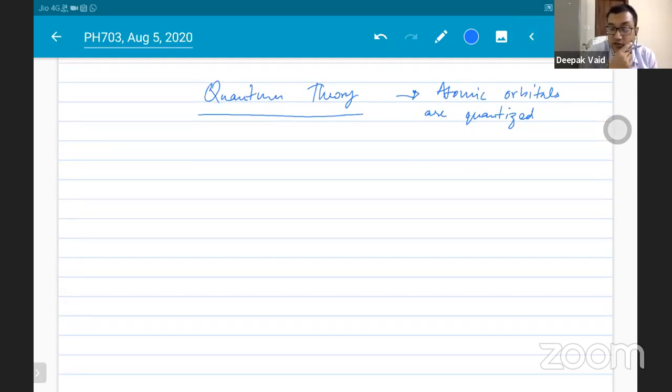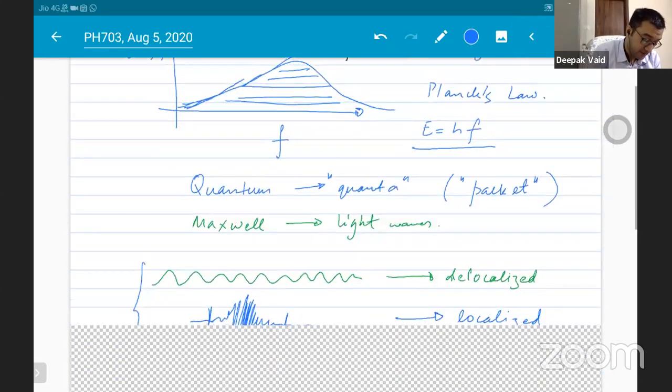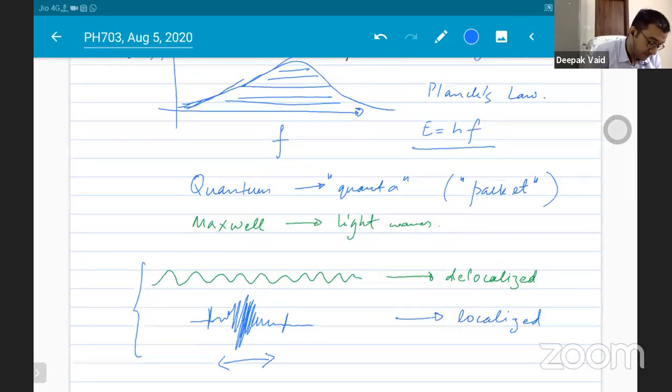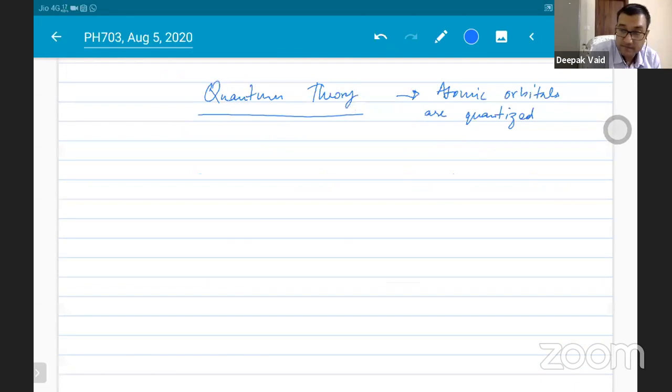And then what else was there? The quantum theory also explained why light can be described by both particles and waves. And I also should mention that apart from blackbody radiation, there is also the photoelectric effect, which tells us that light behaves like a particle. So the quantum theory explained atomic orbitals being quantized. It explained the dual nature of light, right?